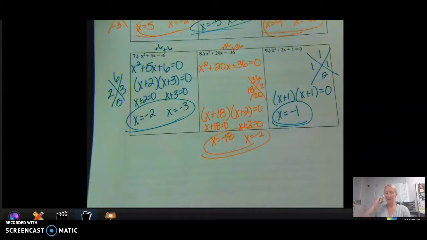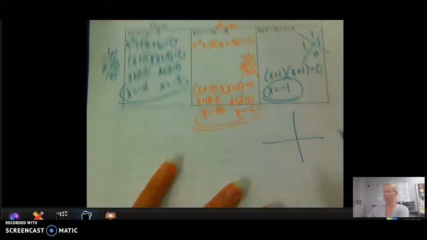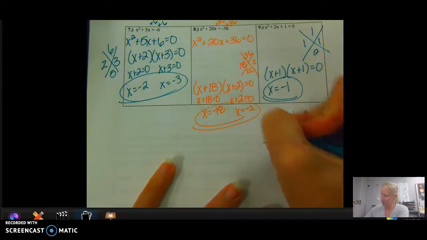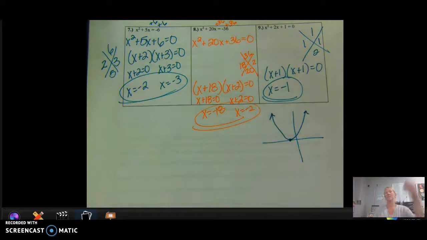Last one on this page, 1 when I multiply, 2 when I add, so 1 and 1. This one, you're actually just going to have one solution. So this is one of those ones I was talking about earlier. If I were to graph it, we have an x-intercept at negative 1. So there's my x-intercept of negative 1.